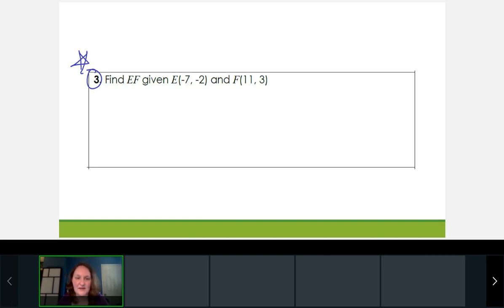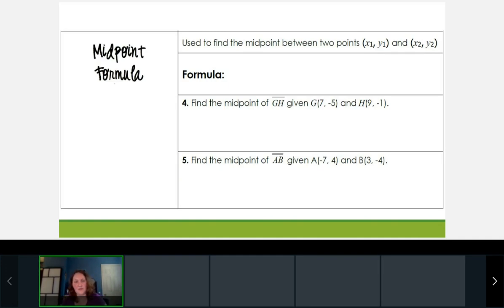So number 3, I'm going to let you practice on your own, and we are going to go to the next slide where we talk about the midpoint formula. All right, so when you hear the word midpoint, I'm hoping that you hear the words middle point, the point in the middle. And if I have a point that's in the middle, that means that each side on either side of it has to be the same. Otherwise, it's not in the middle anymore, right?